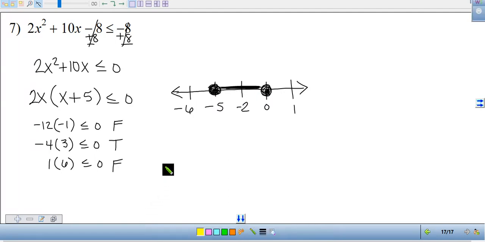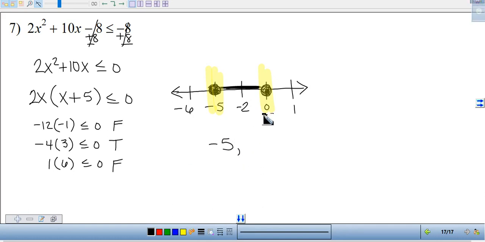This time I will not have 2 intervals. I will only have 1. And these are the numbers that I'm going to use for this interval. Negative 5, comma, 0. So what will I put on them? Parentheses or brackets? Since both of them have a solid circle, both of them will get brackets.